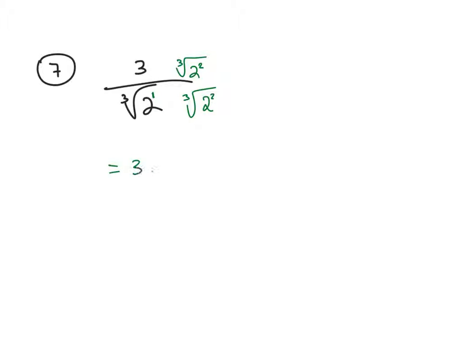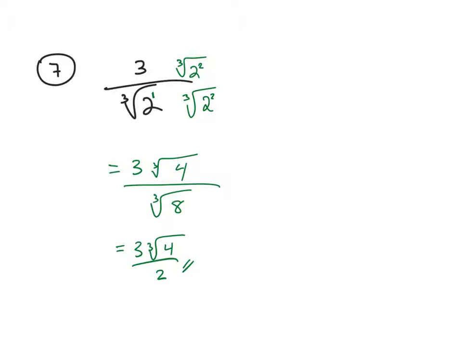Now I have 3 cubic root of 2 squared, that is 4, right? So this is 4, divided by 2 times 4, so it's the cubic root of 8. And now the cubic root of 8 is 2. And now we've rationalized the denominator.